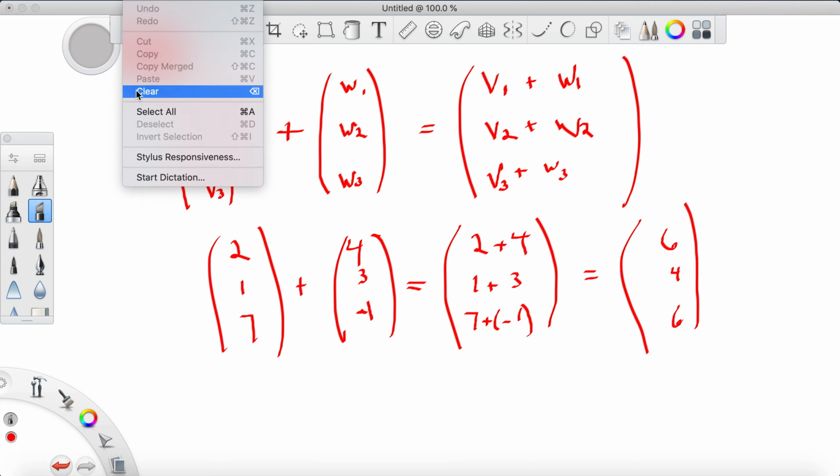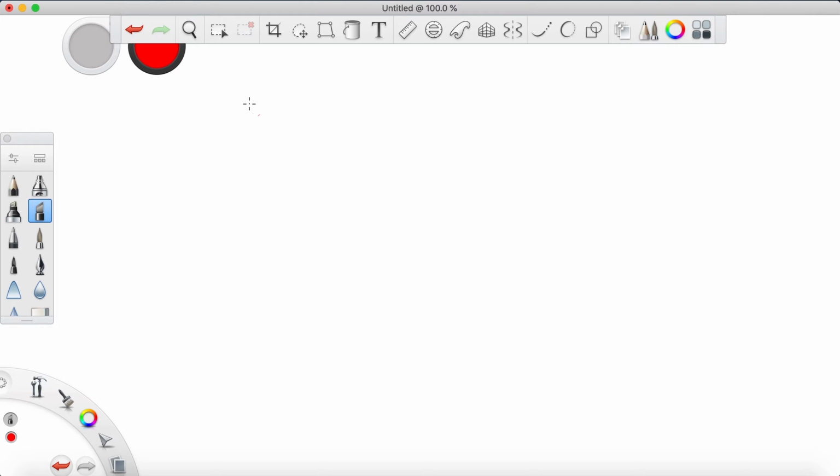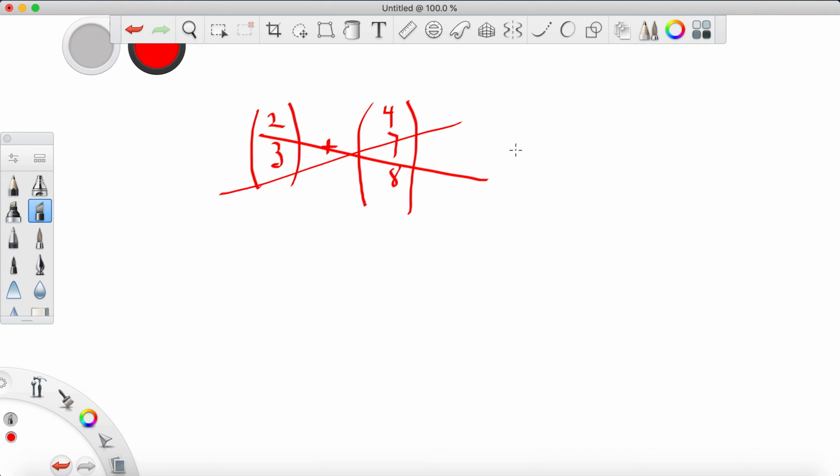It's pretty straightforward. The one thing you have to keep in mind is that you cannot add vectors that are not the same shape. So for example, if I wanted to add the vector 2, 3 to the vector 4, 7, 8, sometimes people try to add the first two and then they just tack on a 0, something like that. You can't do it, okay? You just can't do it. So they have to be the exact same size. So to add vectors, they must be the same size.